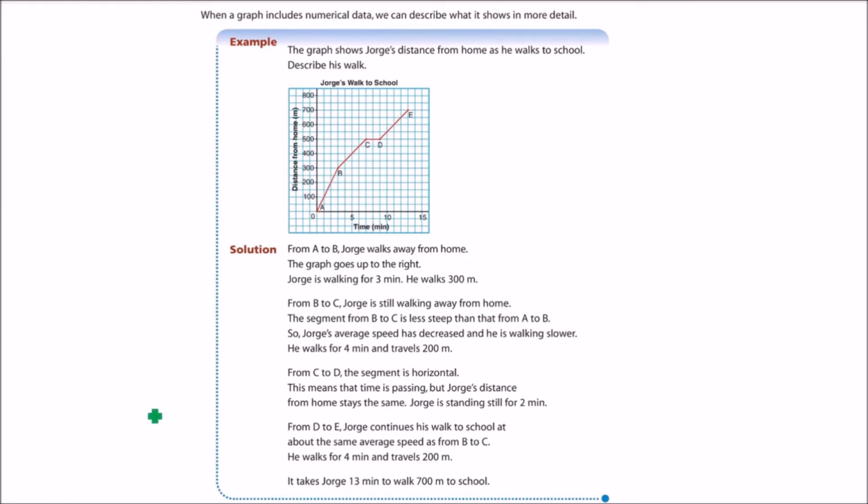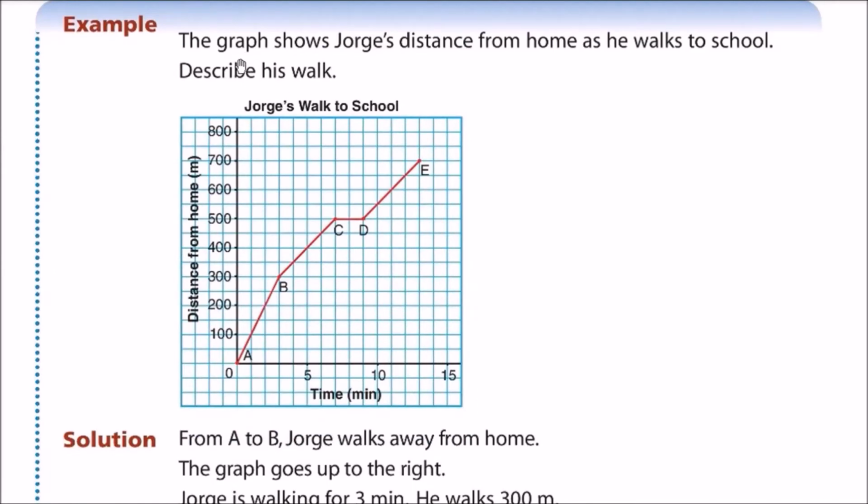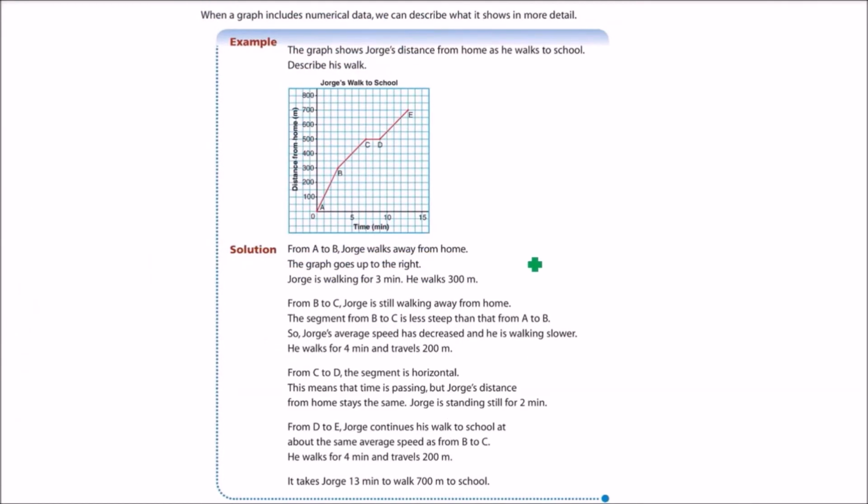Now let's try to solve a question regarding this. This is a graph that shows George's distance from home as he walks to school. We have to describe his walk. Let me show you here. This is the time and this is the distance. At point A, he is at home, so the distance is 0 and time is 0.